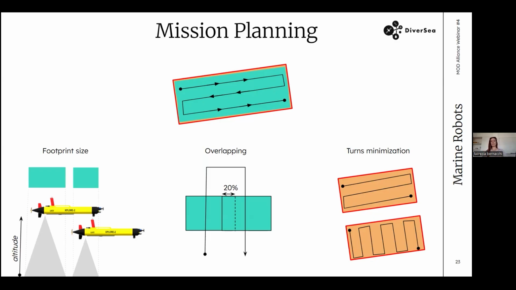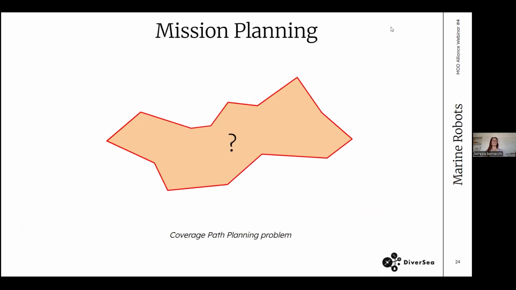And these two pieces of information provide us the distance between the transits. Another thing that we need to take into account is that we want to minimize the turns, because every time the vehicle is turning, for example if we are using an acoustic sensor, we can have a degradation of the image. But what if we have a more complex area, not a square one?